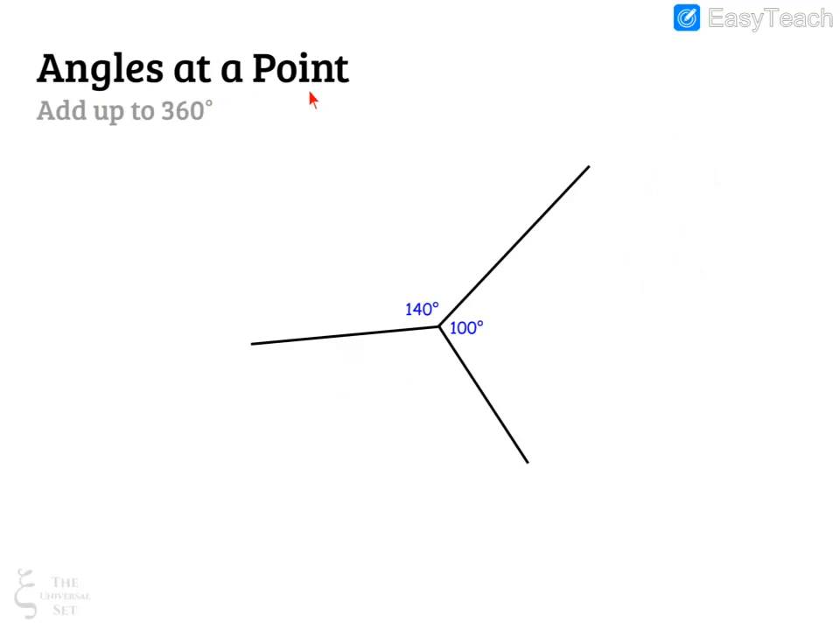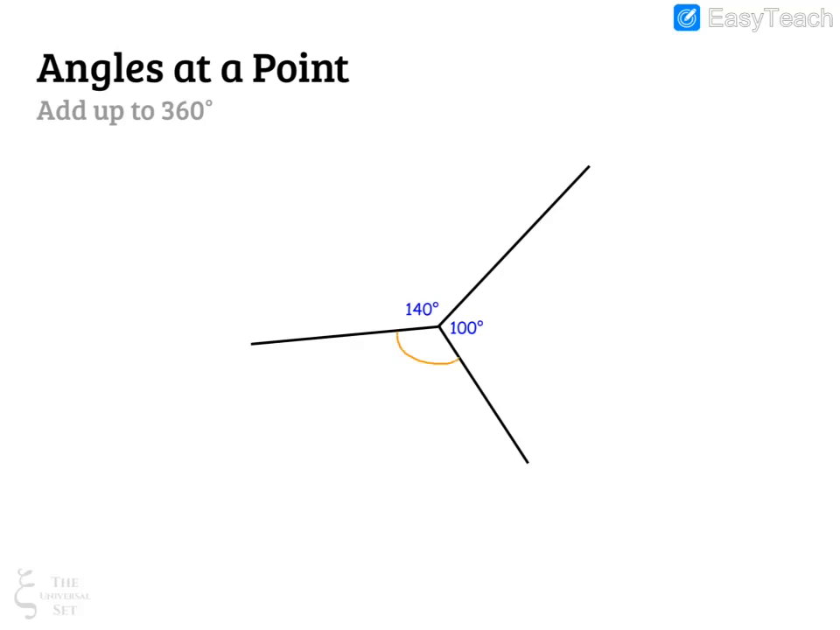Okay, another rule we should know then. Angles at a point add up to 360 degrees. And again, this makes sense from what we've seen before, right? Because we know if we go all the way around, that makes 360. So if I've gone 100 degrees and then another 140 degrees, how far do I need to go to get back to where I started? That's going to be the size of that angle, isn't it?